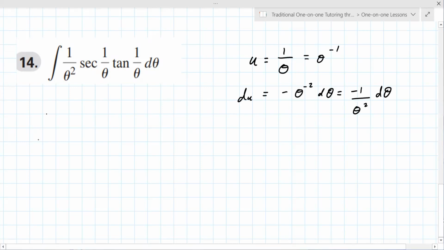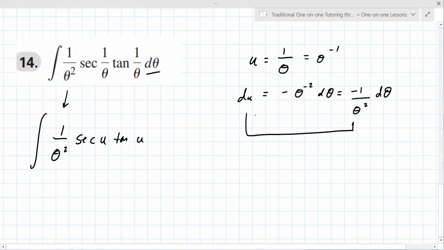So you substitute in. My method is not to try to make cancellations. I leave what I don't know. I don't know anything about that 1 over theta squared, so I just leave it. But I know that 1 over theta is u, and you always substitute in for d theta. So if you solve this, d theta is minus theta squared du. So this becomes minus theta squared du. And look at that, the theta cancels out.